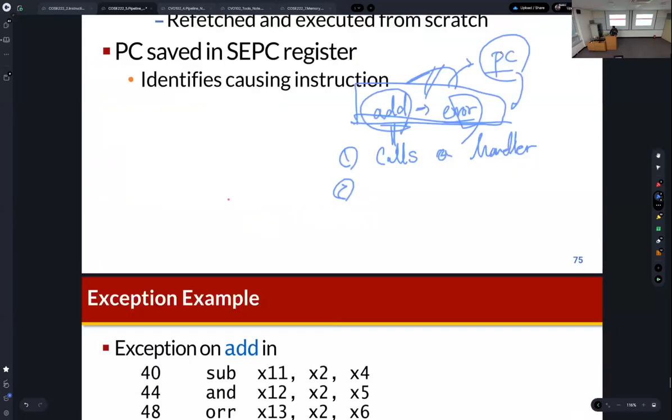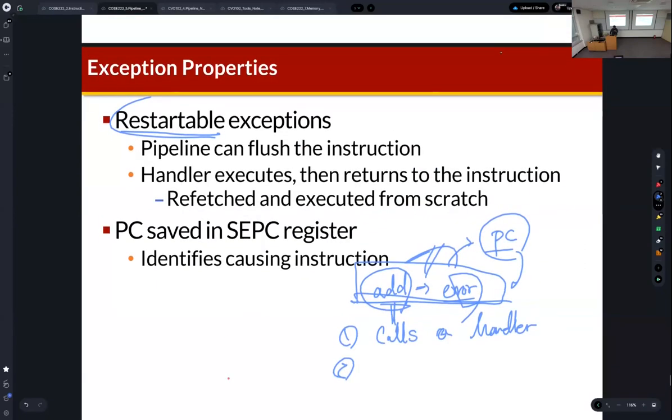But if the program cannot be recovered from an exception, then the program is terminated, and the operating system just provides information regarding the exception.